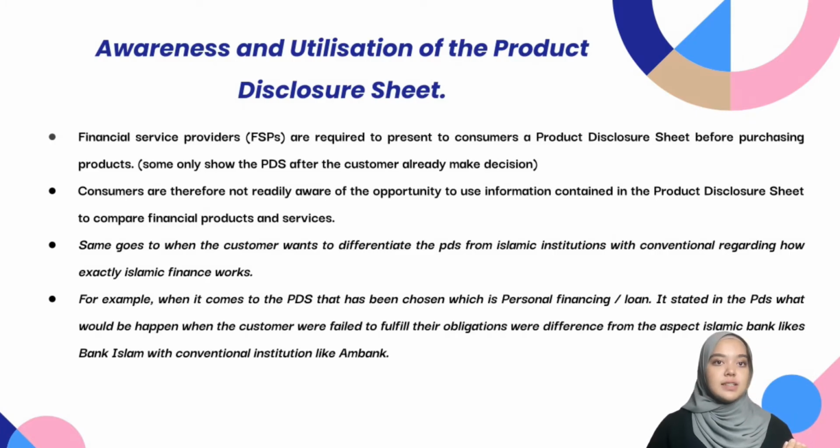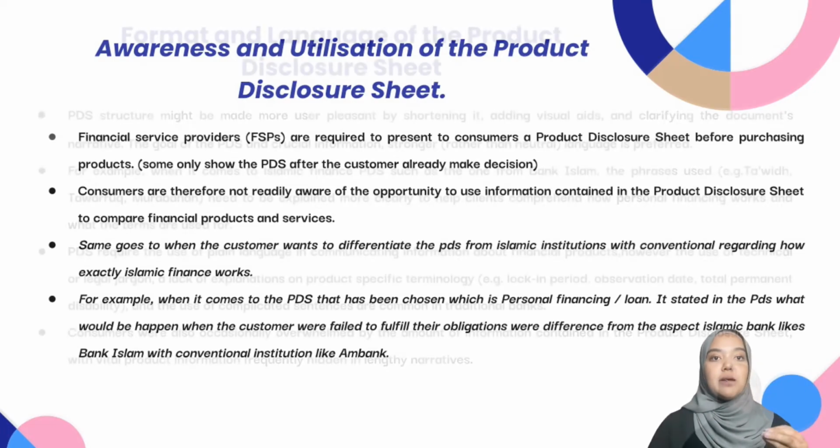The same goes for when the customer wants to differentiate the PDS from an Islamic institution and a conventional one regarding how exactly Islamic finance works. For example, for the PDS that has been chosen, which is personal financing or loan, it is stated in the PDS that what would happen when the customer fails to fulfill their obligation will differ between an Islamic bank like Bank Islam and a conventional institution like Ambank.